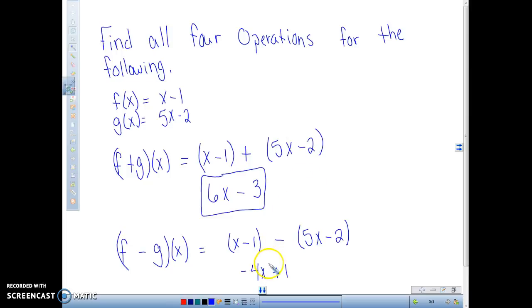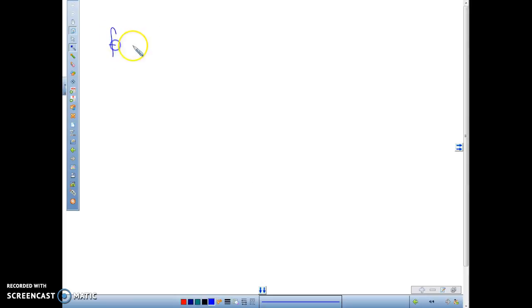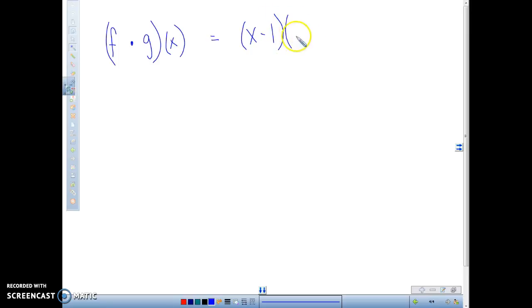Okay, so now let's multiply them, and I'm going to go to the next screen for that, but we're going to use the same functions. So we're going to have f times g of x, and so we have x minus 1, because that's our f function, and then we have 5x minus 2, because that's our g function, and then we're going to FOIL them. So we do the first, x times 5x, outer, x times negative 2, inner, and last. And then you combine like terms.